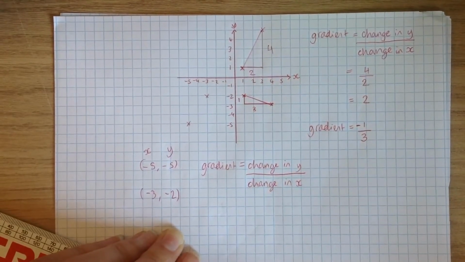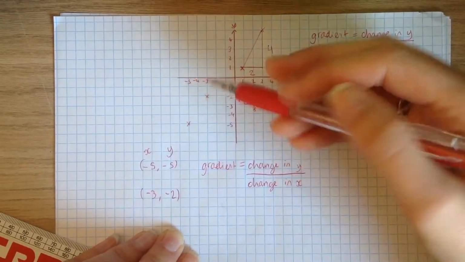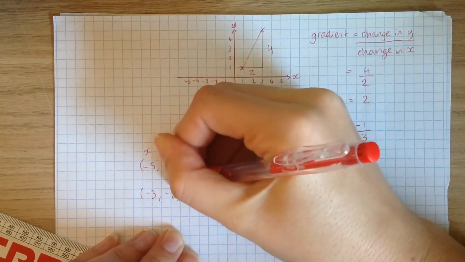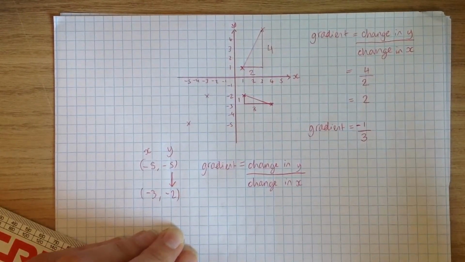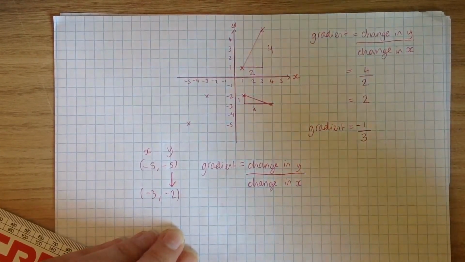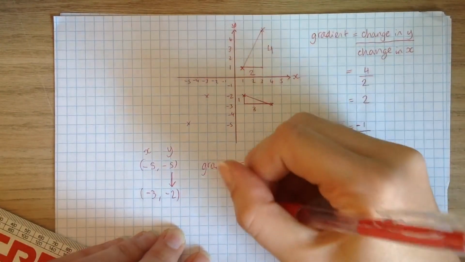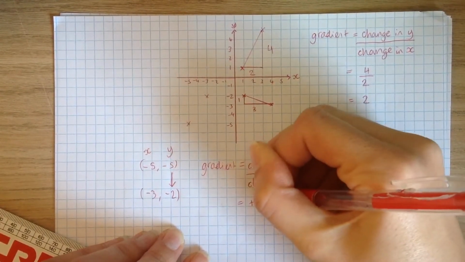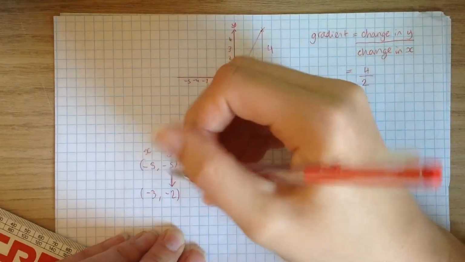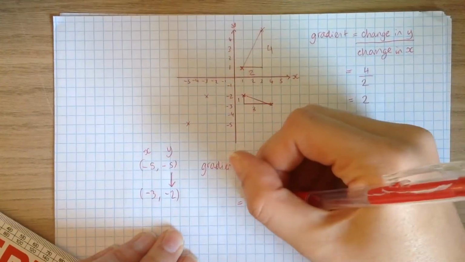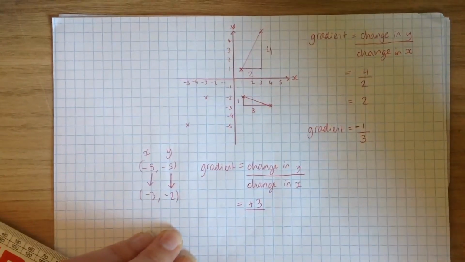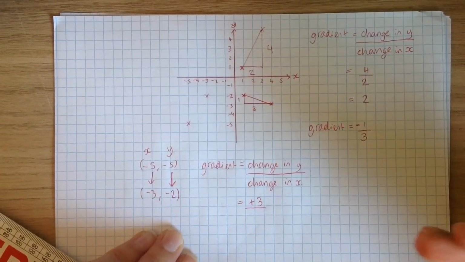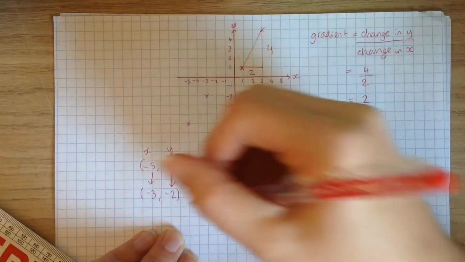So my change in y, these are my y coordinates. I'm going from -5 to -2. So if you think about a number line, if I'm going from -5, I'm getting bigger to get to -2. I'm going up 3. That's positive 3. Look at this one, the x coordinates. I'm going from -5 to -3. So again, we're going up the number line. We're getting more positive, less negative. So that's +2.